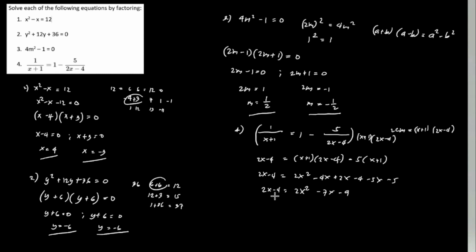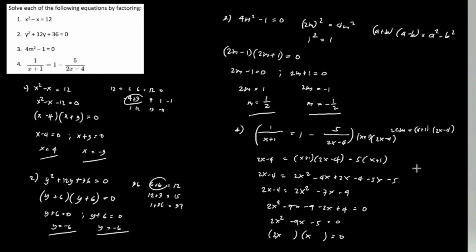And transpose 2x minus 4 to the right side and equate that to 0, or 2x squared minus 7x minus 9, and 2x is negative 2x, negative 4 is positive 4, and equate that to 0. 2x squared, negative 7x minus 2x, or negative 9x. Negative 9 plus 4 is negative 5, and equate that to 0. And the factors for 2x squared minus 9x minus 5 is equal to 0 are 2x and x, and equate that to 0.